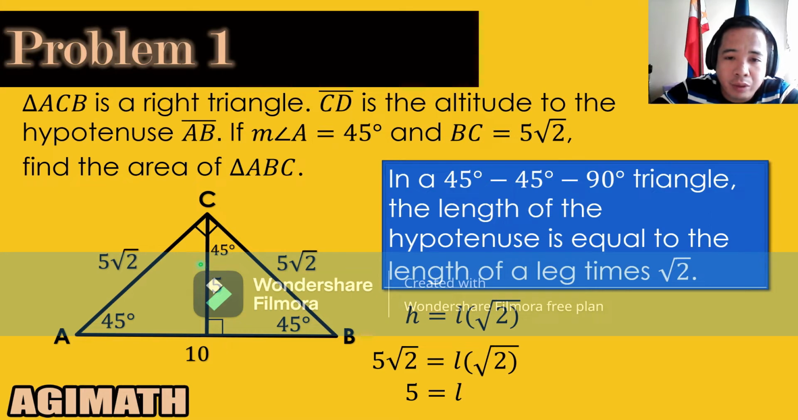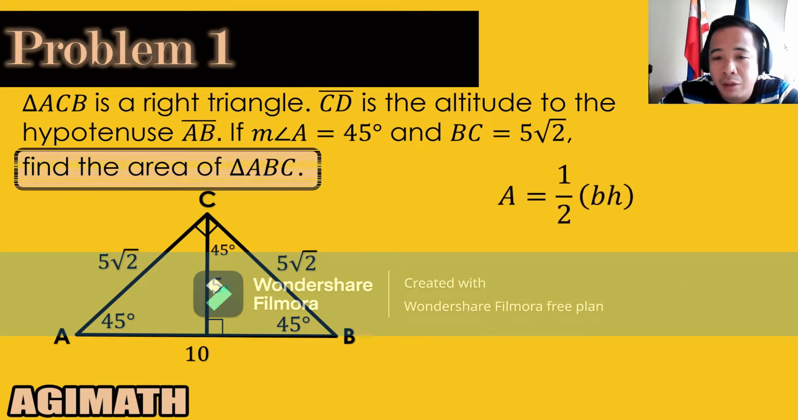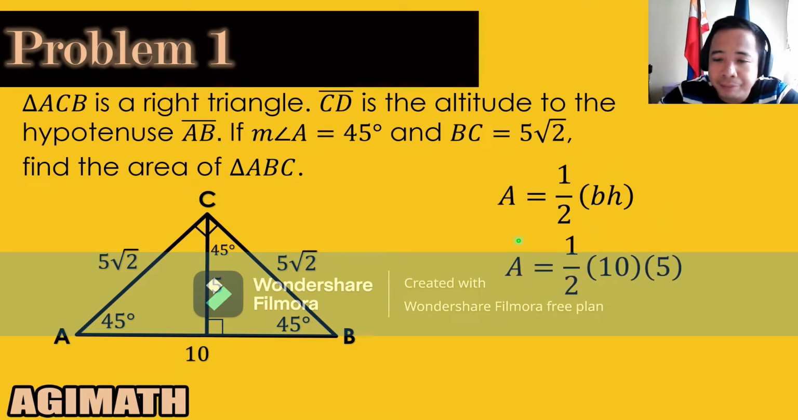So this time, we already have what we needed: the length of the base, which is 10, and the altitude or the height, which is 5. Therefore, we can now solve for the area of this triangle. The area of a triangle is given by the formula 1/2 times base times height. Therefore, we have 1/2 times 10. Where did we get 10? 10 is the length of the base, the horizontal side. So that is the base, which is 10. And the height or the altitude is equal to 5.